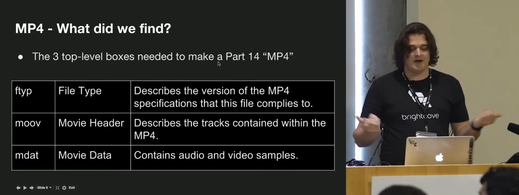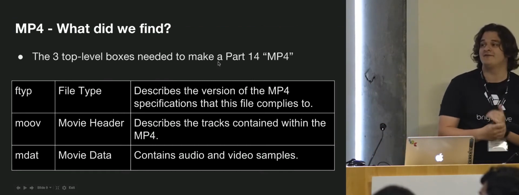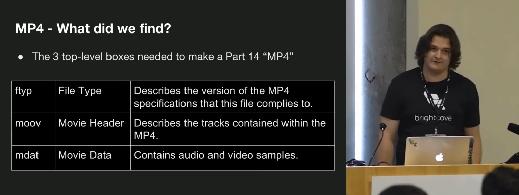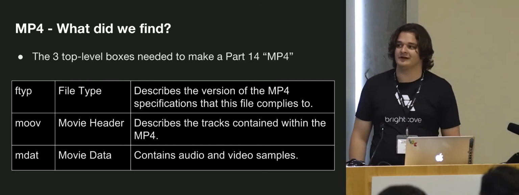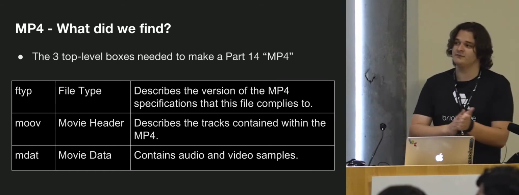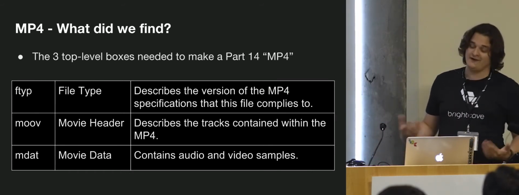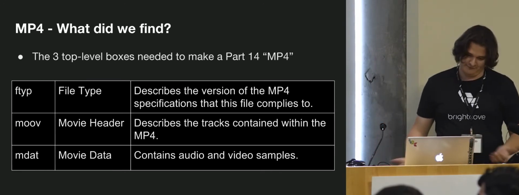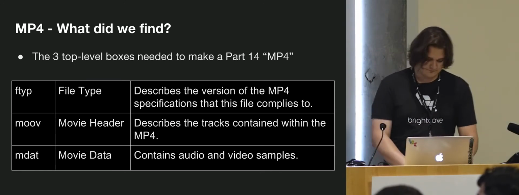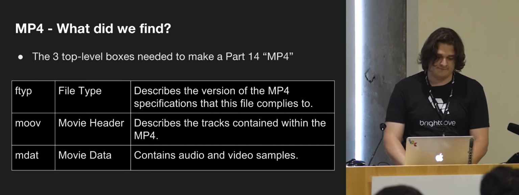So, our 3 top level boxes: ftyp, which is file type, is what it's described as. This describes the version of the MP4 spec we're complying to. It's a declarative box. The moov atom, which is a movie header, describes the tracks contained within the MP4. And our mdat, which is where our samples actually live, is our movie data atom. So, we've only got 3 boxes.